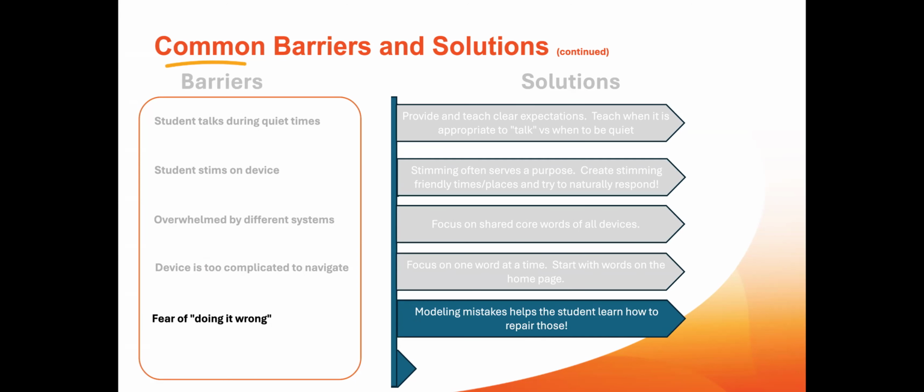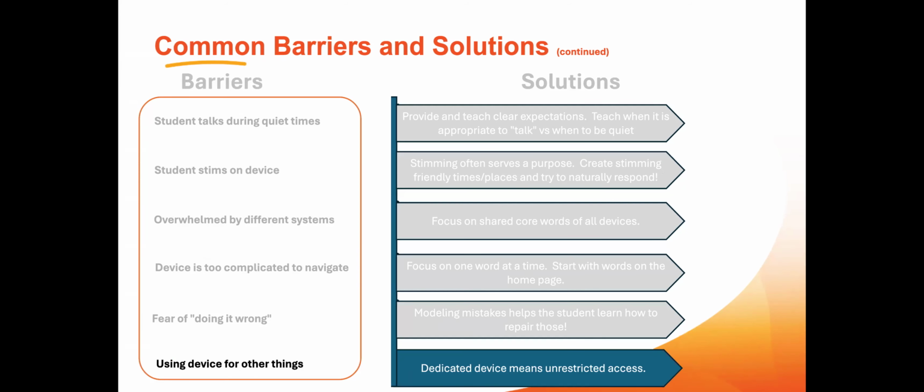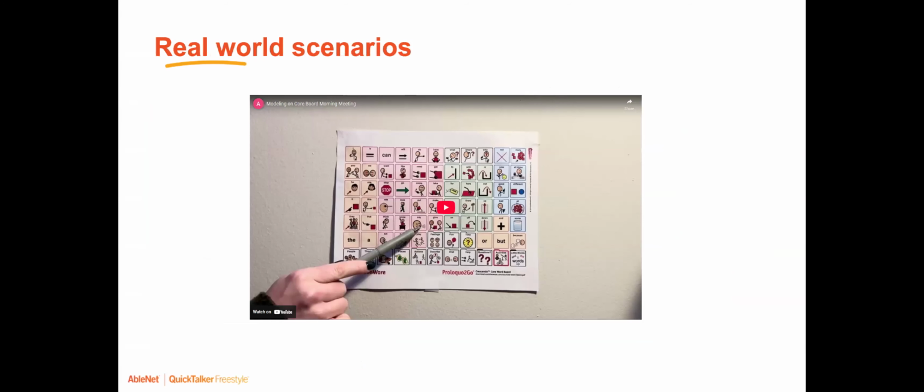If you have a fear of doing it wrong, you don't need to. Modeling mistakes is how we learn and how users learn to repair any breakdowns that happen. And if the student is using the device for other things, we need to have a discussion as a whole team about using the device as a dedicated device so that the student has unrestricted access to their communication. All right, next I have a short little video that shows you how you could model, for example, during morning meeting.